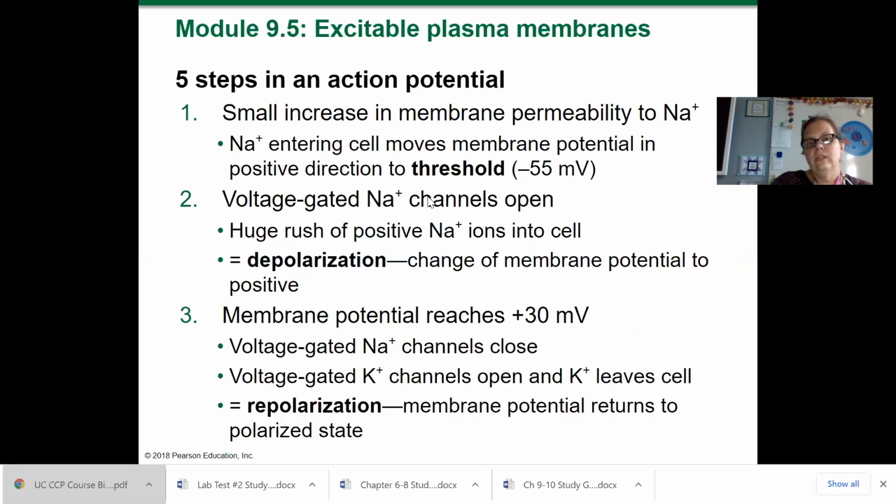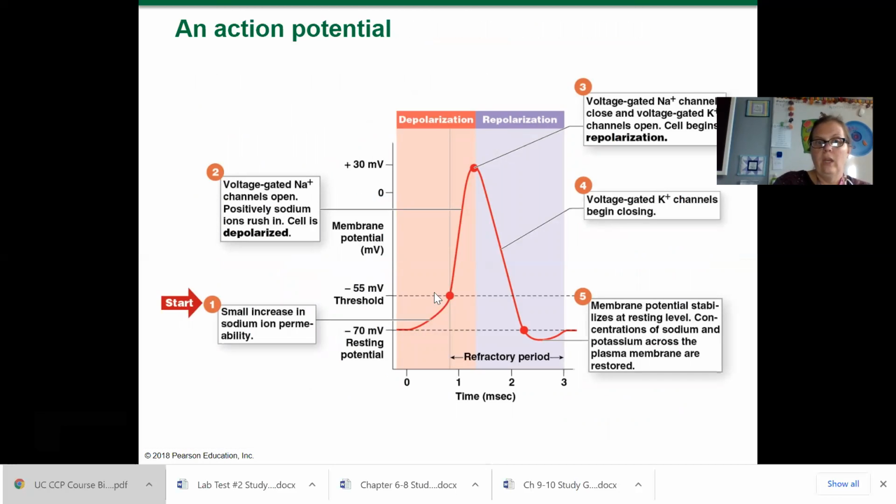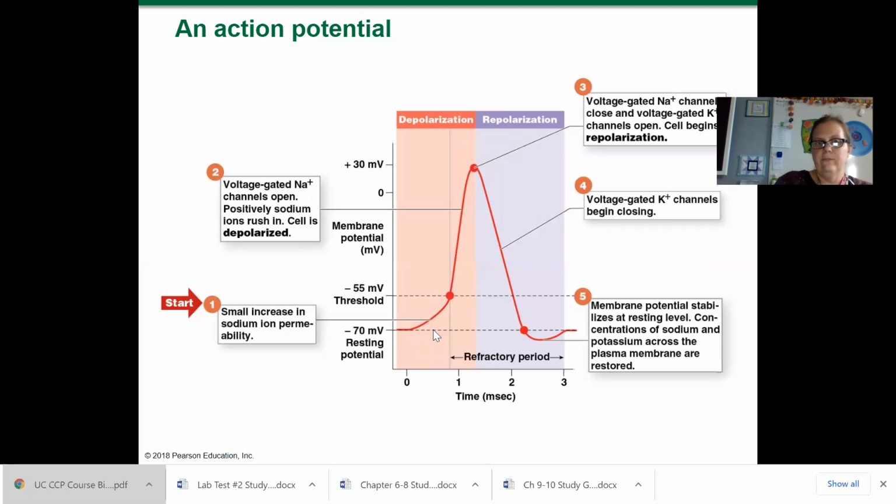What happens? Sodium is entering the cell and it changes the membrane potential, moving it towards its threshold of negative 55 millivolts. So negative 55 is the threshold for an action potential to occur. That's what you see here, it's moving up towards this negative 55, okay? At that threshold, step 2, voltage-gated sodium channels open and positively charged sodium ions rush in. That's depolarization. You get this huge rush of positive sodium ions, and that changes the membrane potential to positive and reaches plus 30 millivolts. All this sodium is rushing in until we hit plus 30 millivolts.